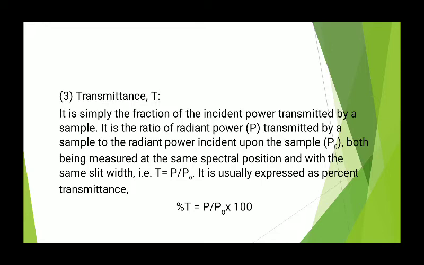Now transmittance. Transmittance is denoted with the letter T. It is simply the fraction of incident power transmitted by the sample. It is the ratio of radiant power transmitted by the sample to the radiant power incident upon the sample, both being measured at the same spectral position and with the same slit width. That means T is equal to P upon P0. It is usually expressed as percent transmittance. Therefore, percent transmittance is equal to P upon P0 into 100.